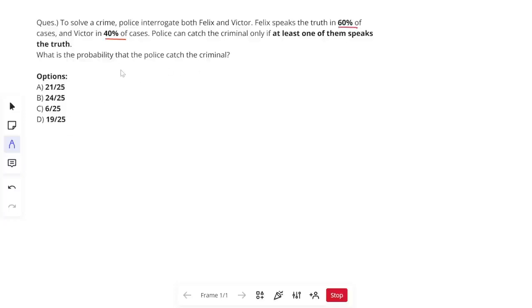See, first of all, let's note down the data which is given to us. Felix truth probability. Felix speaks truth with the probability of what? 60%, right? So 60% can be written as 0.6, right? 60 upon 100. So Felix truth probability is 0.6.